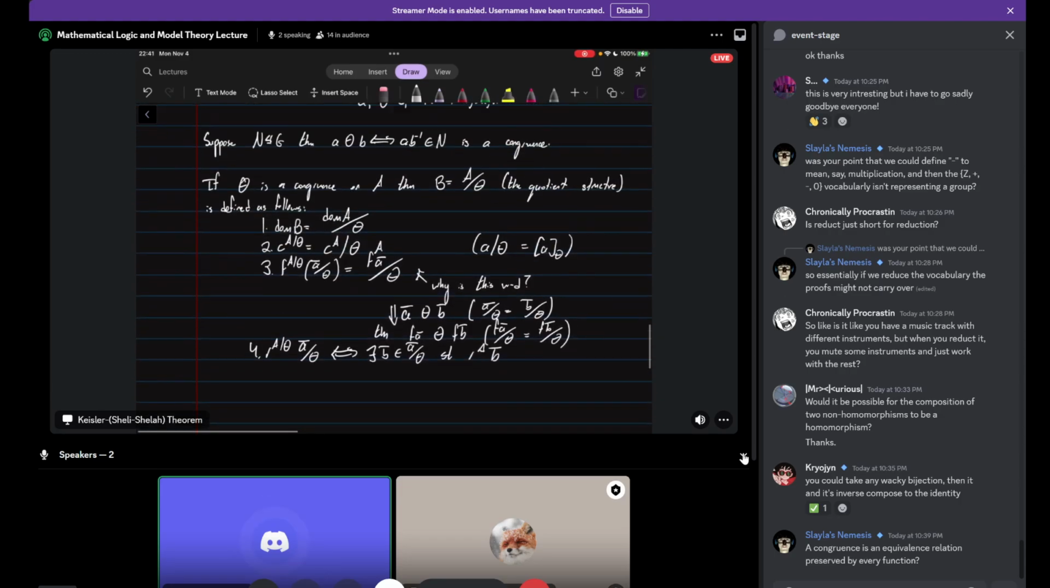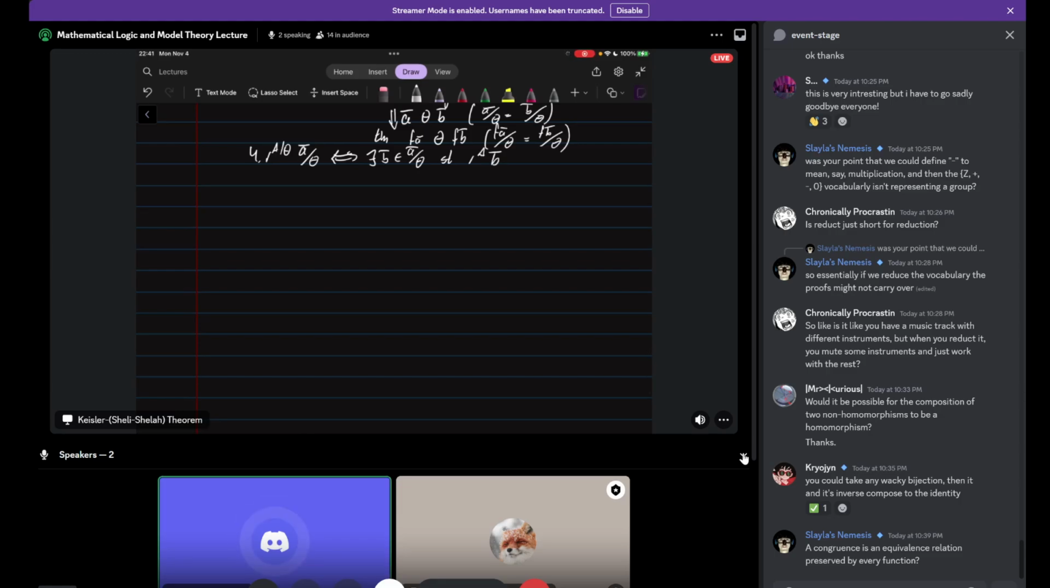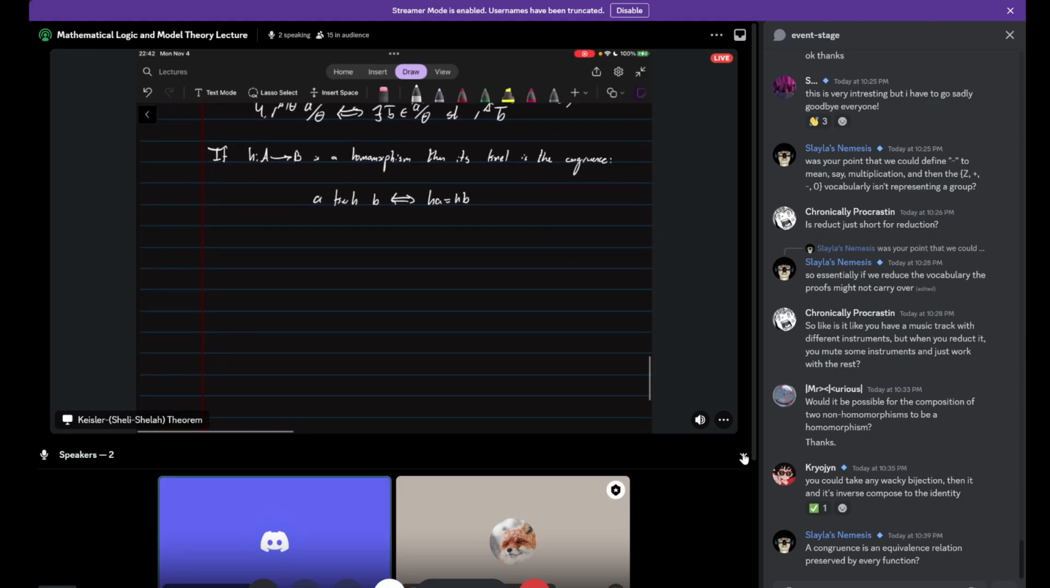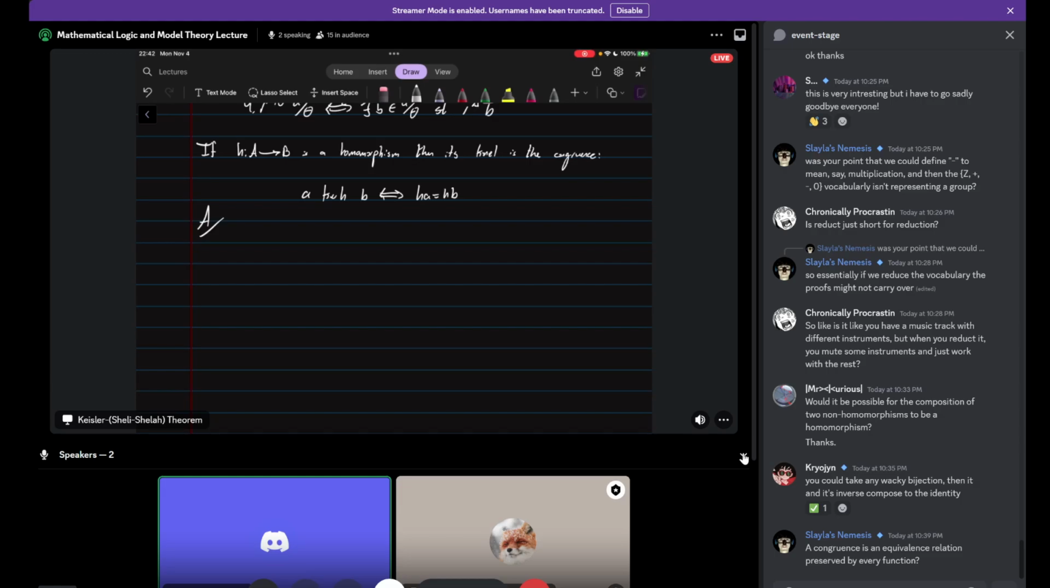Now, an important example of a congruence in any study is going to be kernels, right? So if h from A to B is a homomorphism, then its kernel is the congruence a ~h b if and only if h of a is equal to h of b. And you can verify yourselves that this is a congruence. It's literally because of the definition of homomorphisms that you can commute with f. And so this is a congruence, and so then you can look at A over the kernel of h.